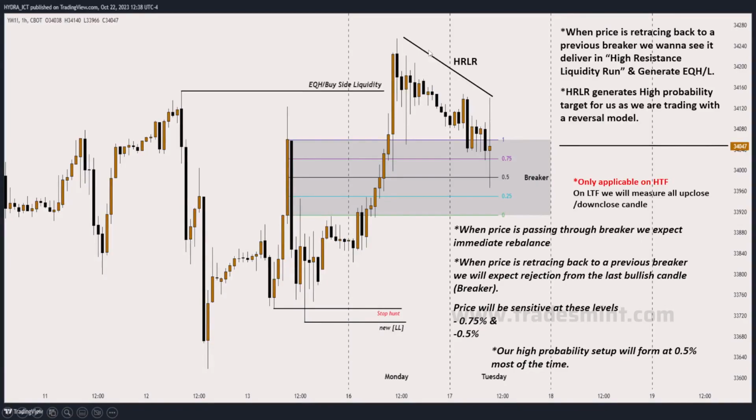When price is retracing back to a previous breaker or an old breaker, we will expect to see price delivering a high resistance liquidity run and generating relative equal highs for us, and that will work as a strong target when we drop down to lower time frame, and it will give us much more confidence in our trade. Like, we are not just holding randomly, we are targeting a certain price level. We want to see price going there, and it's all based on logic.